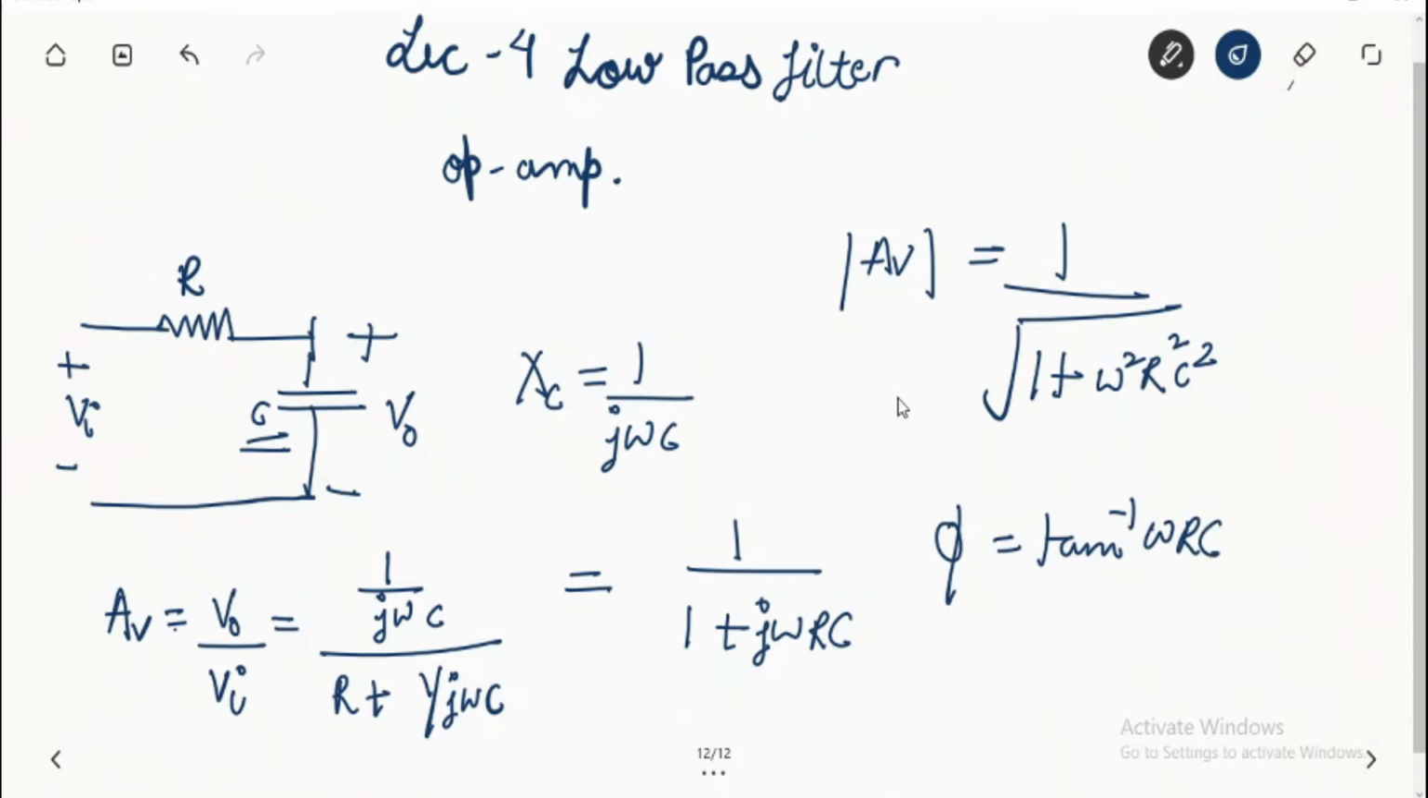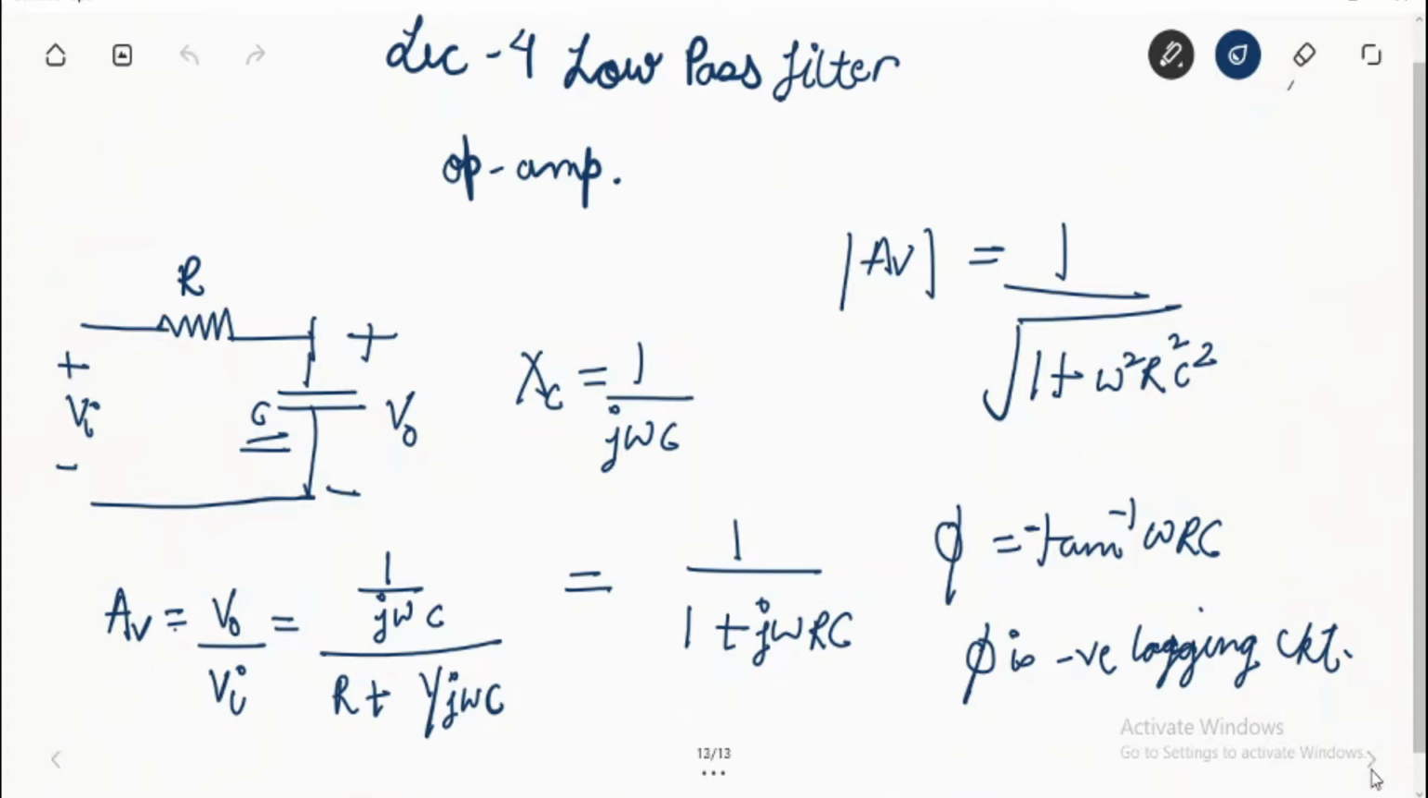Now your phi will be negative, because we already discussed in the lecture that when there is 1 plus j omega RC, phi is negative. It's a concept of complex numbers. That means it is a lagging circuit. Phi negative indicates a lagging circuit. The same way as in the previous lecture, we have plotted the graphs and interpreted them. We will see what we get from the graphs.